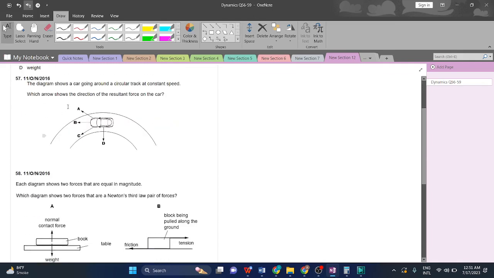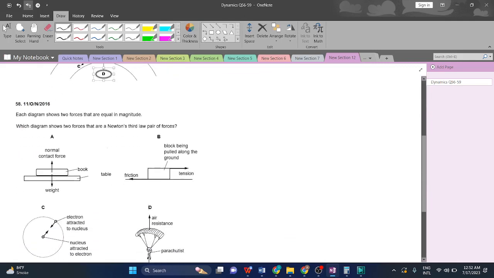Question 57. The diagram shows a car going around a circular track at constant speed. Which arrow shows the direction of the resultant force on the car? अच्छा, whenever an object is moving in a circular path, ये मैंने आपको बताया, मैंने कोई 12 दफा रिपीट किया है, it's subjected to centripetal force which is always towards the center as the name implies. So D is the right answer because the resultant force is always towards the center.